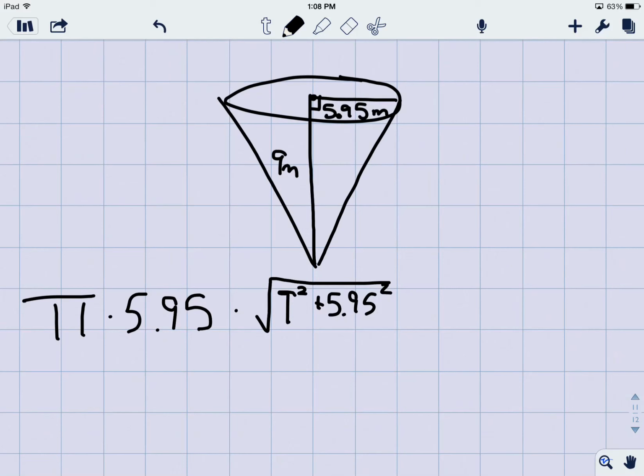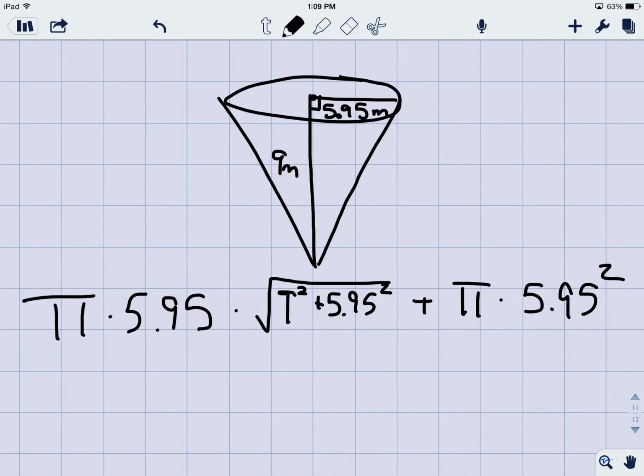You need to know your order of operations. You do, in fact, need to know your order of operations. Okay, then what? Then we add pi times the radius squared. So pi times 5.95 squared. That's not 2 pi r, Marshall. Go. What have you done?